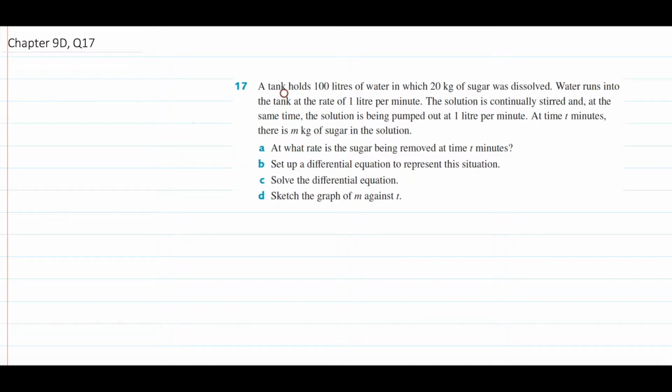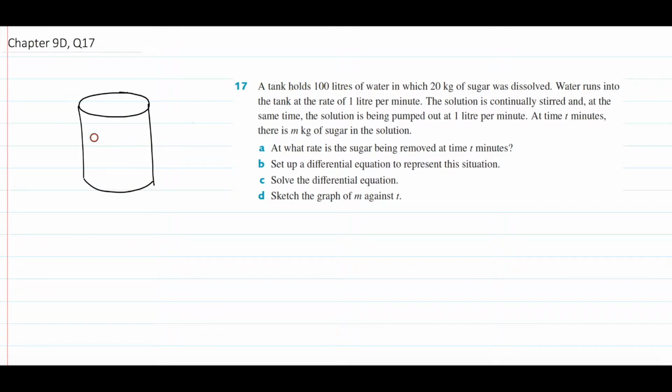Question 17. A tank holds 100 liters of water in which 20 kilograms of sugar was dissolved. Whenever you're doing these questions, difference of rates, related rates, whatever, any worded question, if you can sketch a diagram, make sure you do. So I'm going to sketch a diagram here. We've got a tank. Don't know what shape the tank is. Doesn't really matter. We'll just get a cylindrical tank in. So right there, that's our diagram.